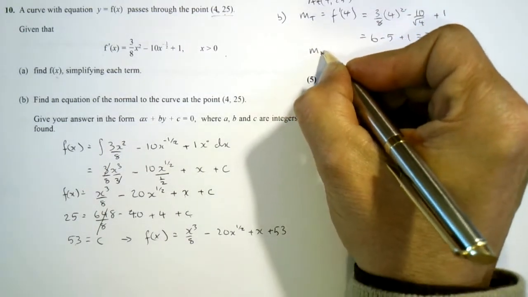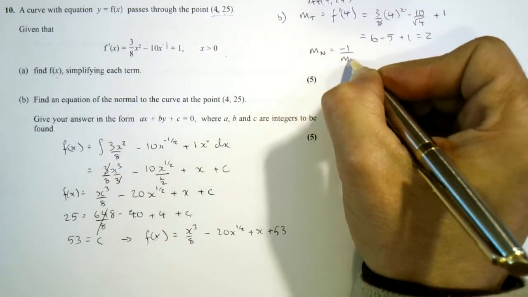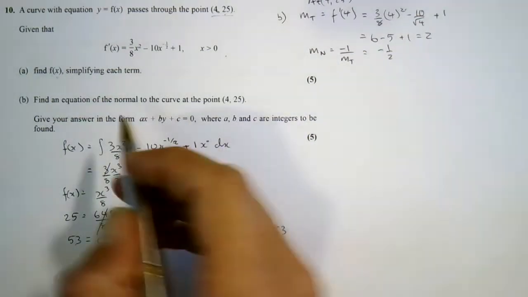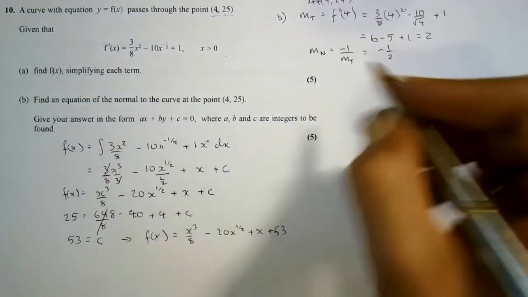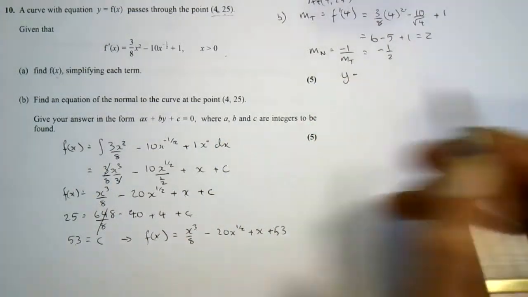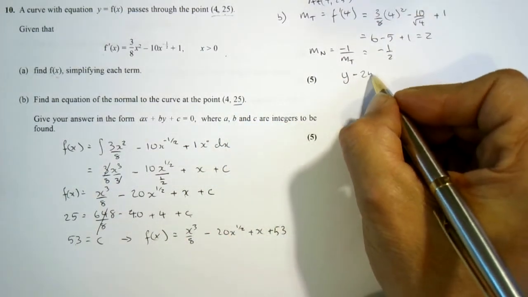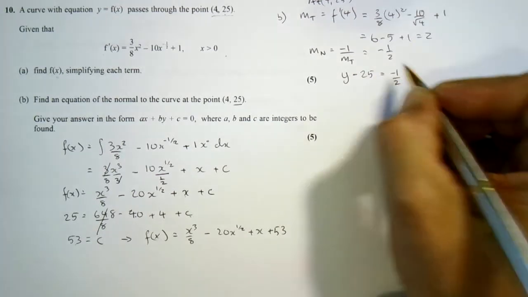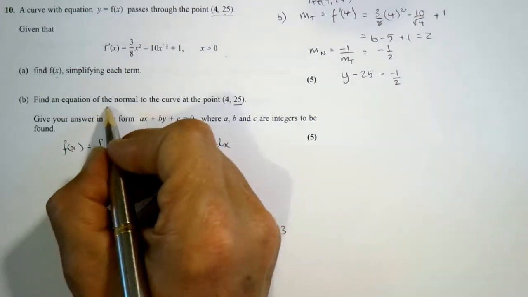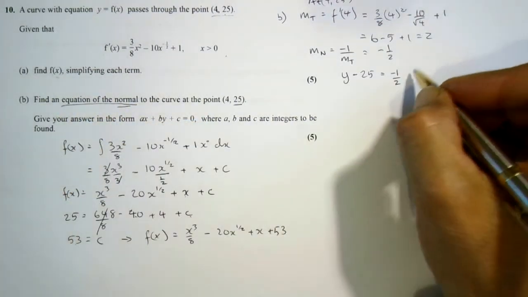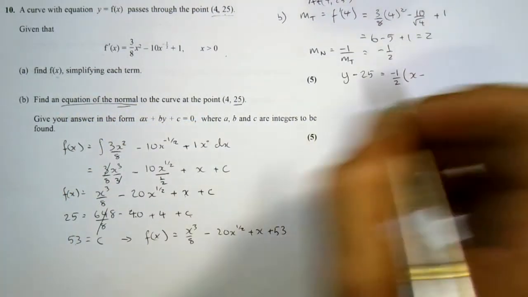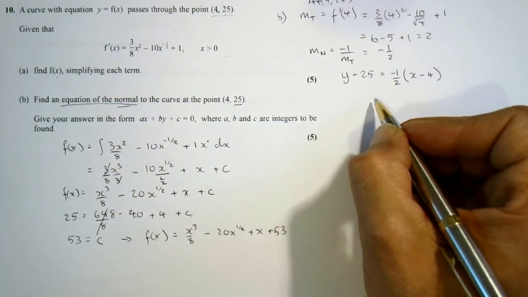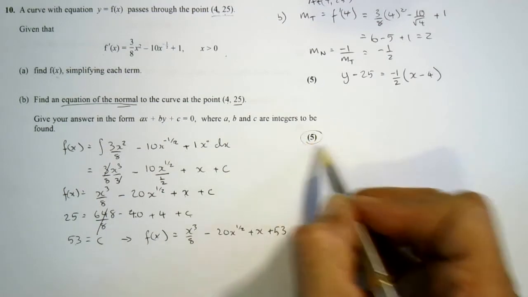And the gradient of the normal is equal to minus 1 over the gradient of the tangent, which is minus 1 over 2. And we want the equation of the normal to the curve, so we're going to use y take away y1, but our y1 is 25, is equal to gradient m, in this case the normal gradient, bracket x take away x1, x1 is 4. So we've got all but that final mark really now.